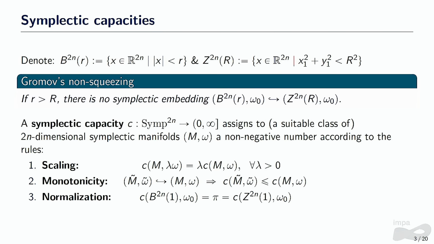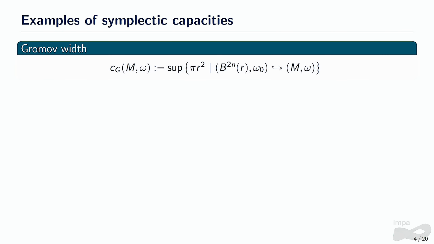Okay, so what are examples of symplectic capacities? The first one follows out of Gromov's non-squeezing, in a sense. We can simply ask for the largest ball that embeds symplectically in our manifold. And this will give us a symplectic capacity.